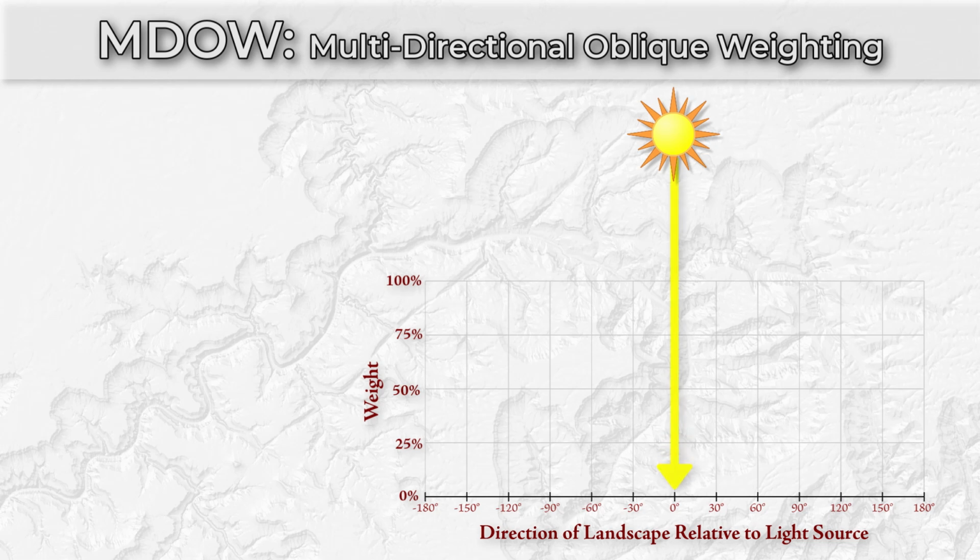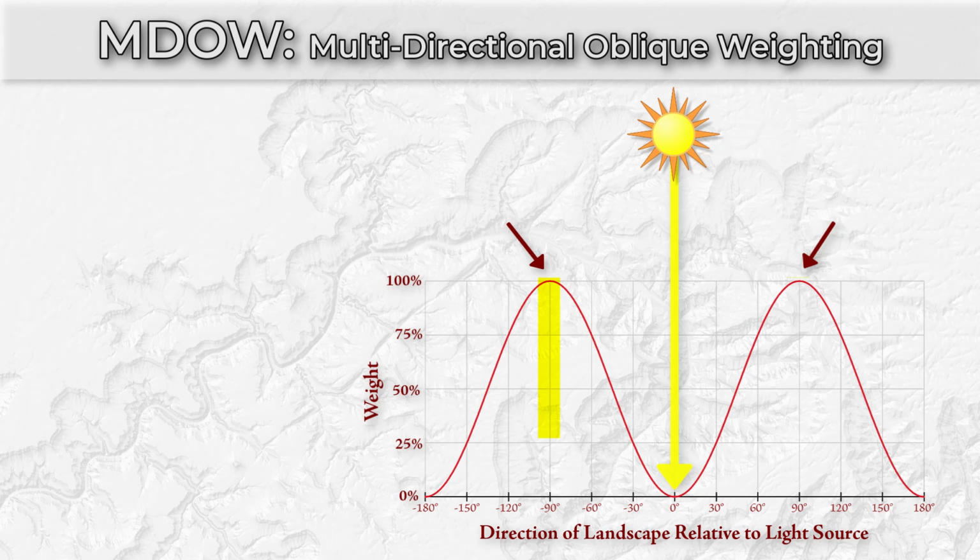The direction values here don't mean compass direction, but rather how directly the landscape faces the illumination source. 0 degrees means the landscape is facing it directly. And you can see that the weight applied is 0 at this point. The illumination is effectively turned off if the landscape directly faces the source, and dialed up as the landscape turns away from it. So the strength of the light source is maximized when the landscape is at 90 degrees counterclockwise and 90 degrees clockwise to the light source.